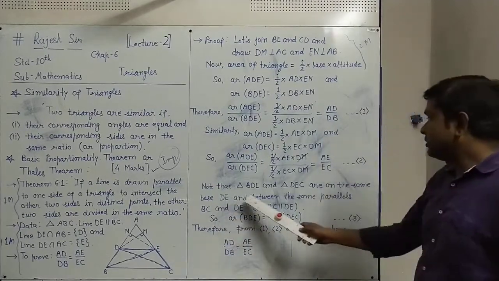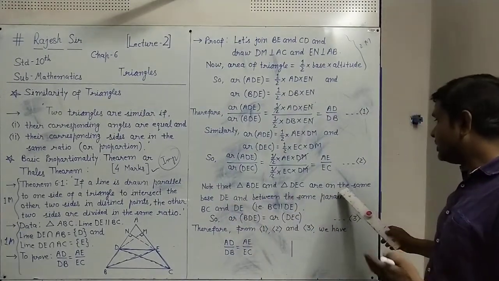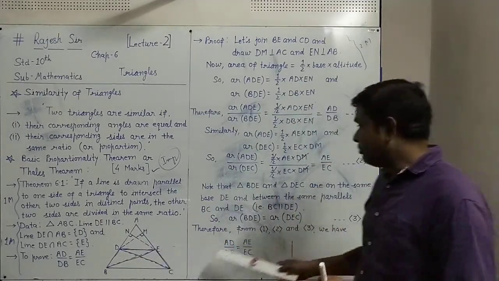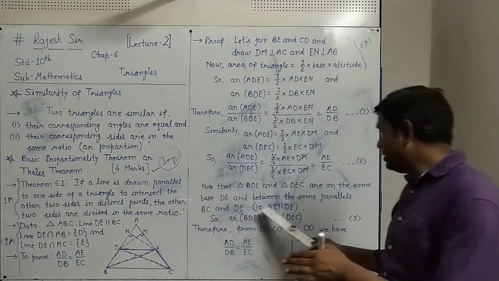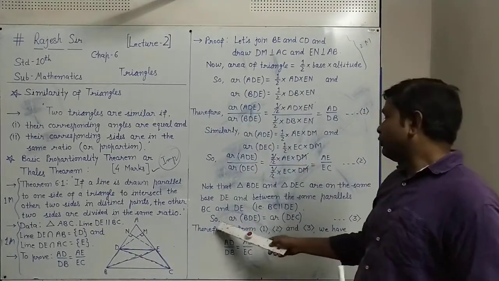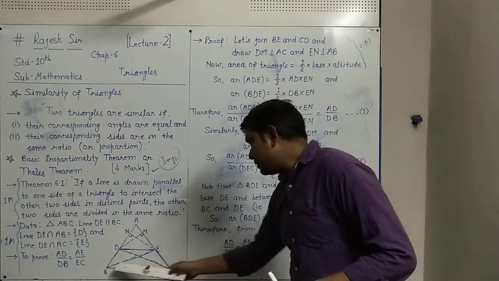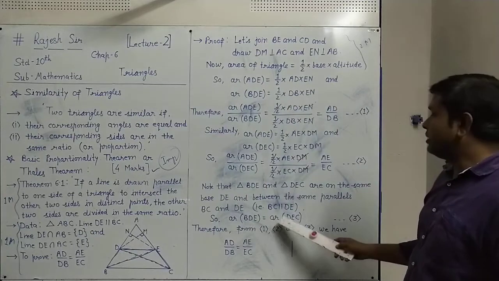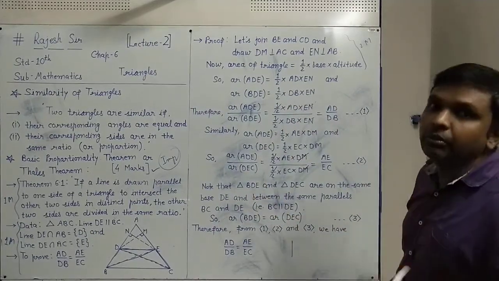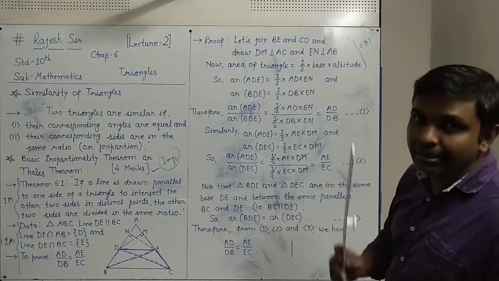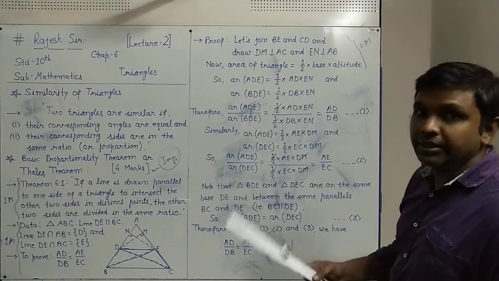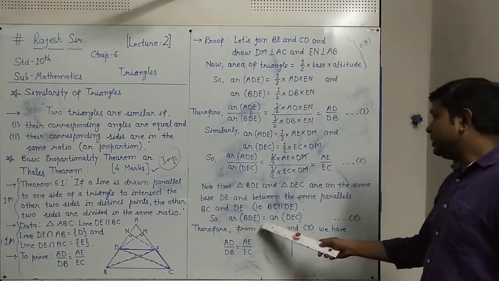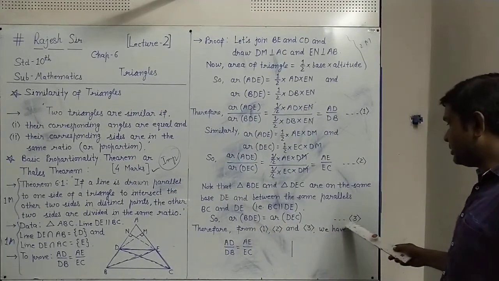So triangle BDE and DEC, because they are on the same base DE and between the same parallels DE and BC, therefore area of triangle BDE, this triangle, equals area of triangle DEC. Both areas will be equal because they have the same base and are between the same parallels, and this is the 9th standard result. So area of triangle BDE equals area of triangle DEC. We can write this as result number 3.